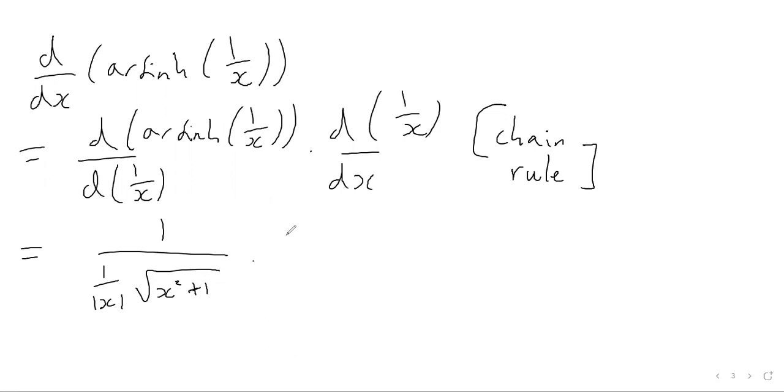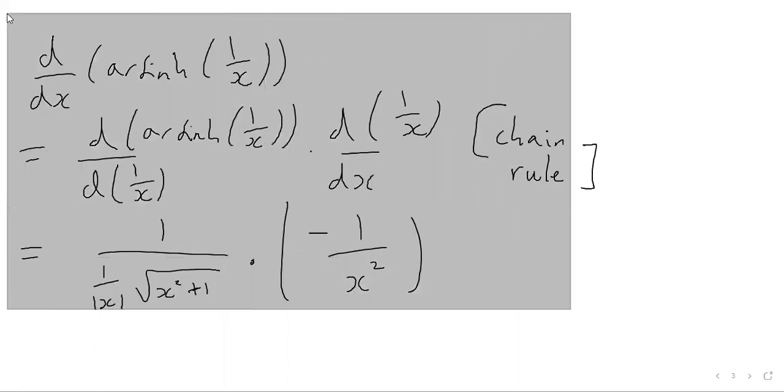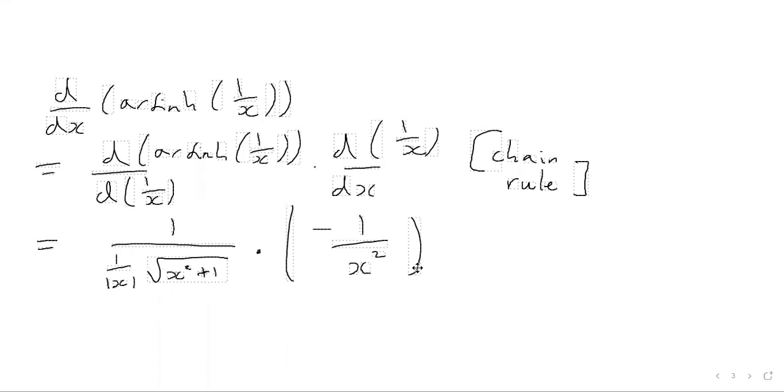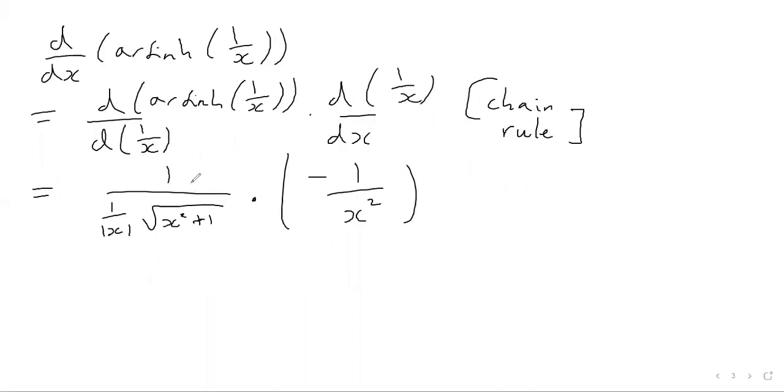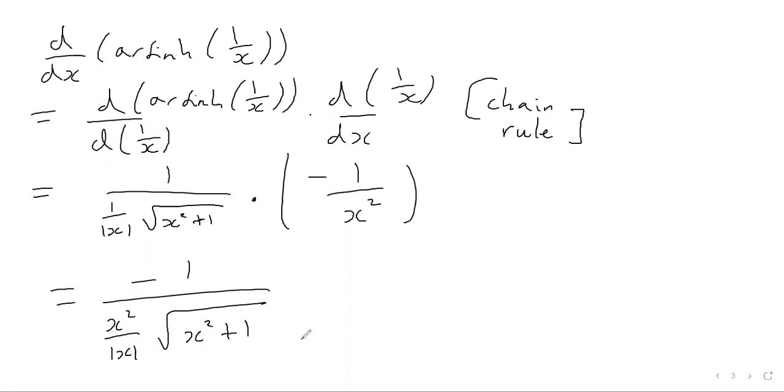And when we differentiate this second part, so we're differentiating x to the power of minus 1 with respect to x, we've done this plenty of times before. So we're just going to get negative 1 over x squared like that. And again, I've got previous videos where I've done a similar thing with that. Okay, great. So now we can just tidy up the fraction multiplication. So top times top, we get negative 1, and bottom times bottom, we get an x squared over the modulus of x multiplied by the square root of x squared plus 1 like that.